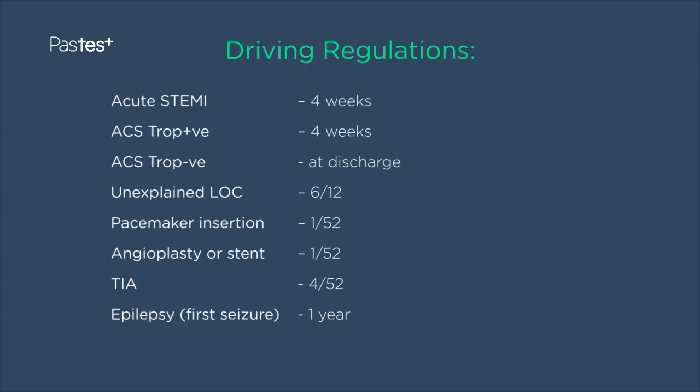The DVLA guidelines, of course, don't just cover cardiology, and indeed, patients who have transient ischemic attacks should be off driving for 4 weeks, and epilepsy, if certainly the first seizure, they need to be off driving for a whole year in total.